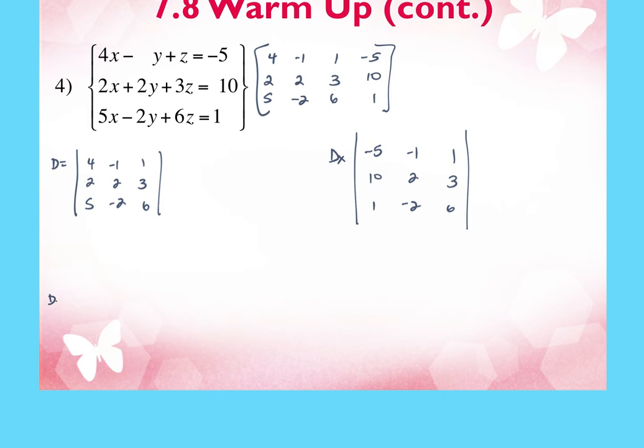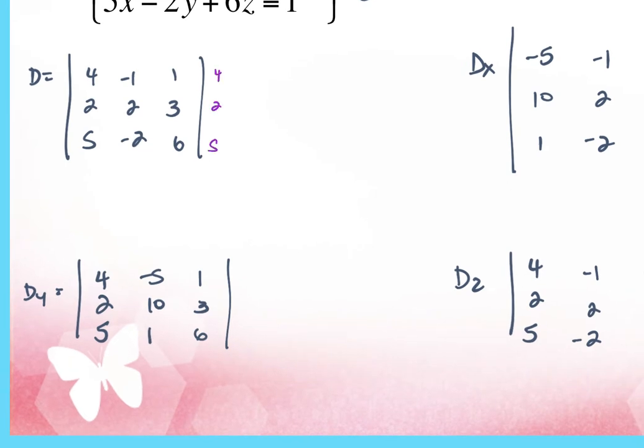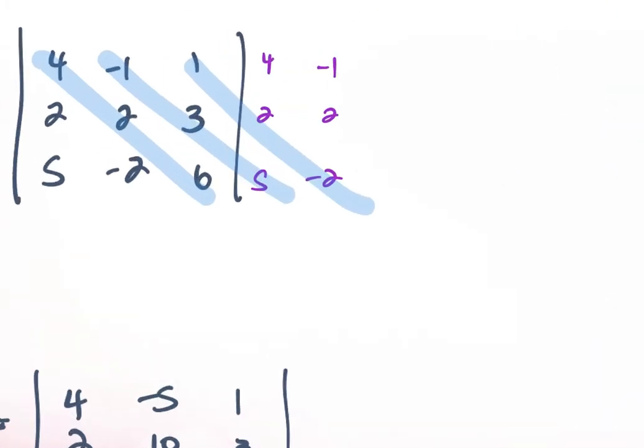And then dy, leave the x's, replace the y's with the constants. And then dz, leave the x's, leave the y's, replace the z's with the constants. So go back, 4, 2, 5, negative 1, 2, negative 2. Top left, bottom right diagonals first.